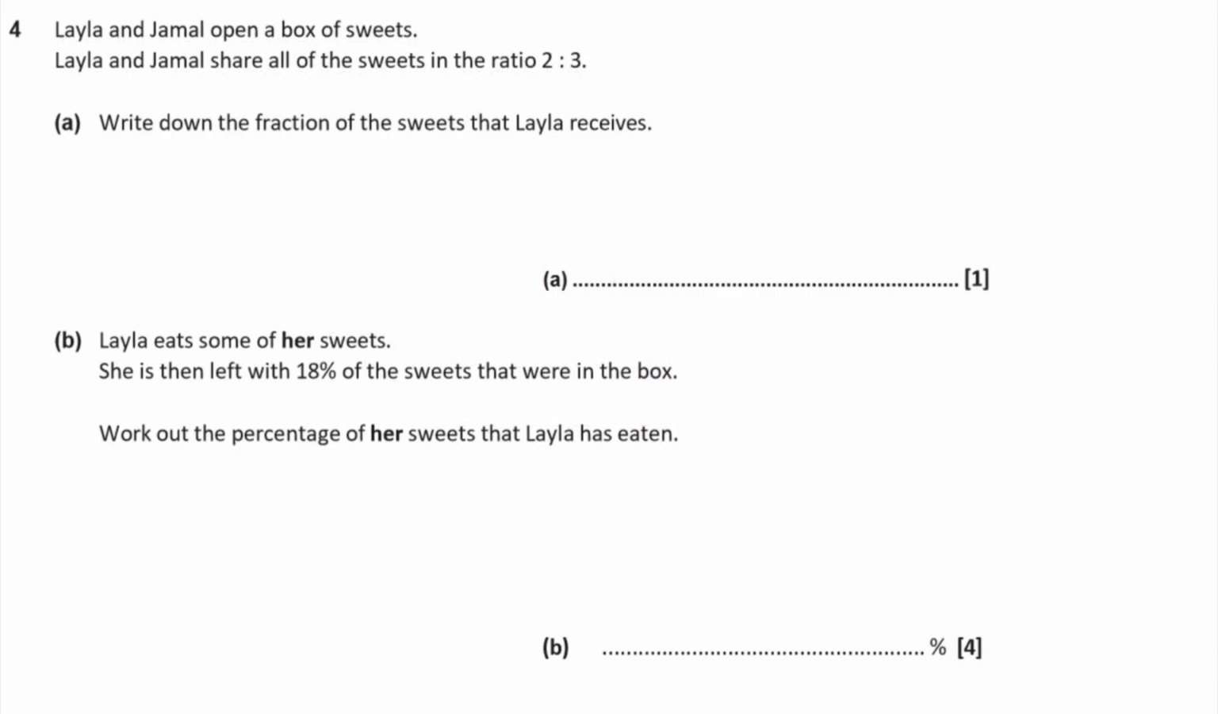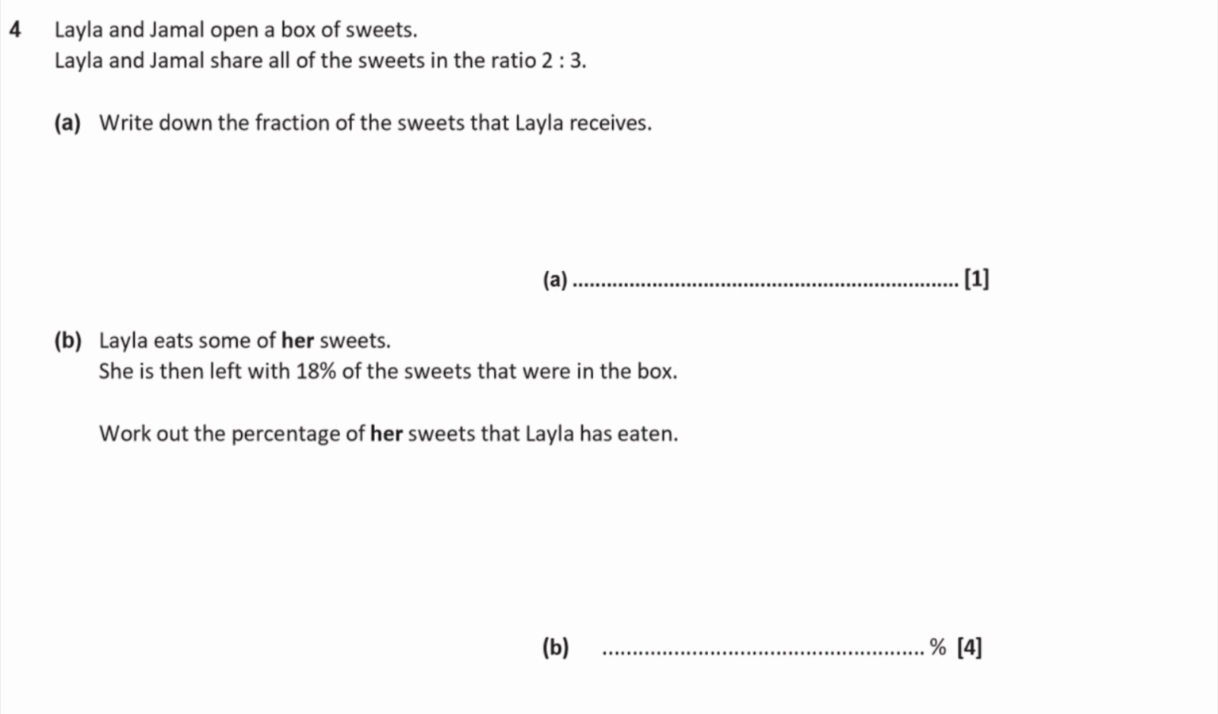Question 4. Layla and Jamal open a box of sweets. Layla and Jamal share all the sweets in a ratio of 2 to 3. Write down the fraction of sweets that Layla receives. Okay, so we want to turn that ratio into a fraction.